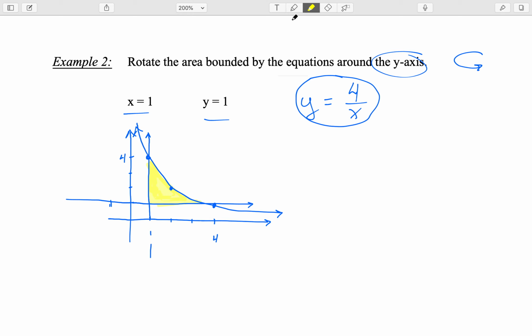Okay, and we're going to be spinning it around the y-axis. So in other words, it's going to go in that direction. I'm going to get a mirrored image over here. I'm going to get something like that. And this thing is going to look, oh yeah, kind of like a tree stump. It's been hollowed out. It's going to look something like that.